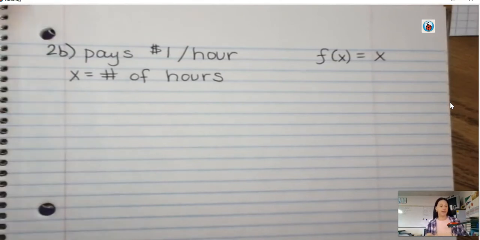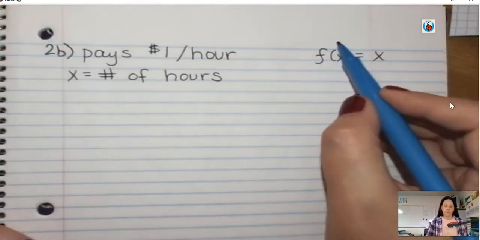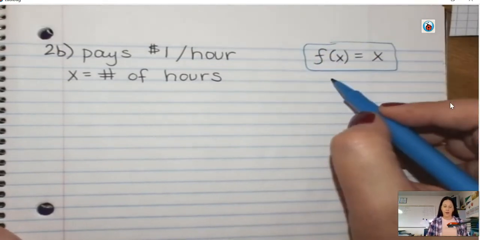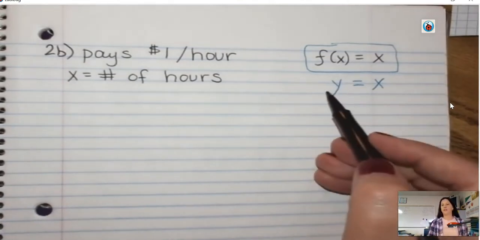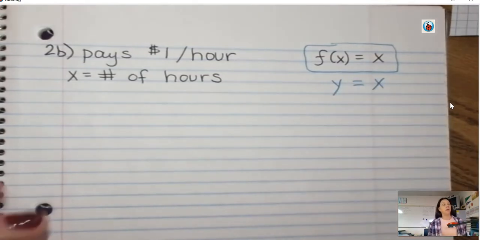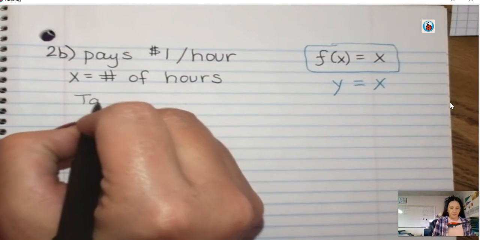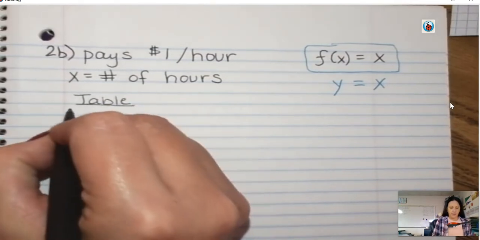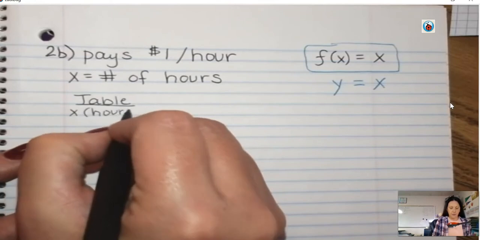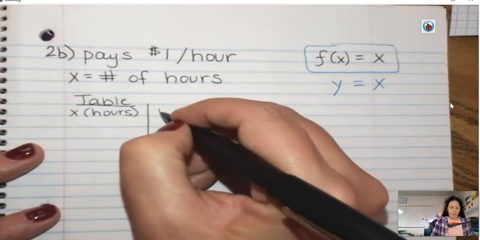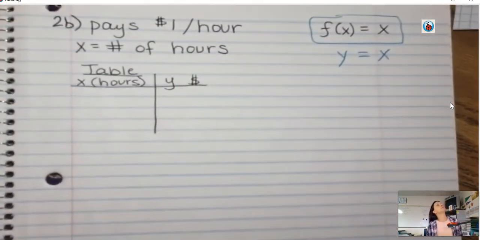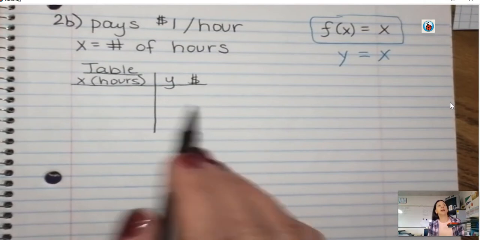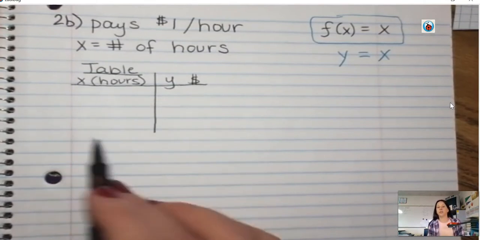I'm going to rewrite the function notation equation. This is just a fancy way of writing y equals x. f of x is the same as y. Okay, we're going to make a table first. x stands for the hours. That's your independent variable. y is going to stand for how much money she has to pay. That's your dependent variable. So whatever she pays depends on how many hours she is open.